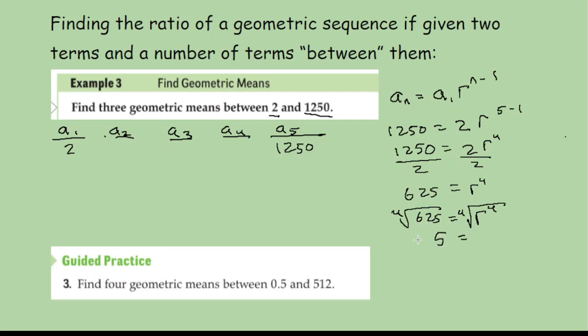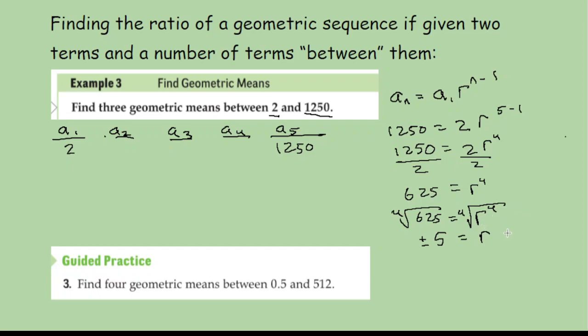But it's not just positive 5. It's also negative 5, right? And that's what's weird about these: when you're dealing with an even root, you have the possibility that it could be negative. And I'll show you in a second why. And then the 4th root of r to the 4th is r.